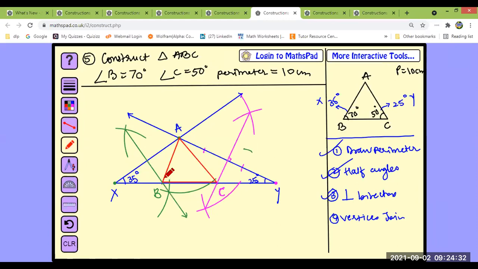And we can of course mark it up. Angle B is 70 degrees and angle C is 50 degrees. Okay, that completes the construction.